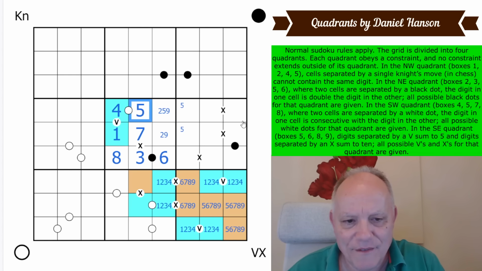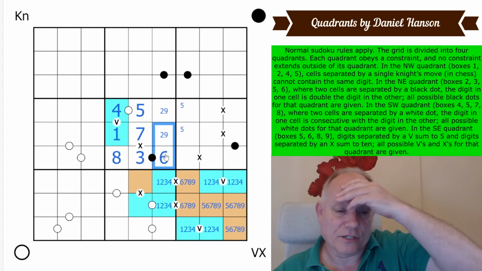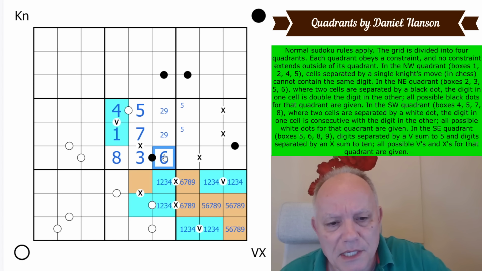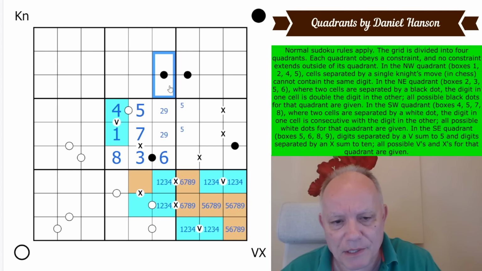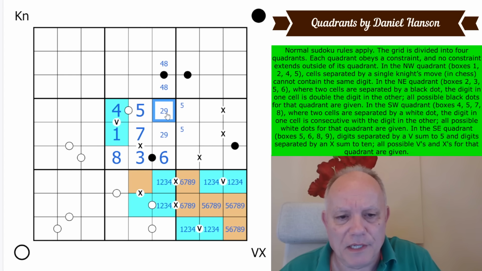So that's 5 now. And now 2, 9, can we resolve those? No, I don't think so. They don't have any candidates, any white dot, black dot, X or V, no X or V relationships available. Right, this black dot is not 6, 3 and it doesn't use a 2. It must be a 4, 8 pair. Oh, there we go. Now I've resolved this cell.